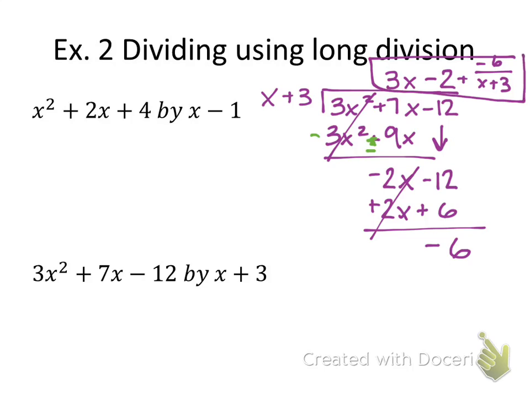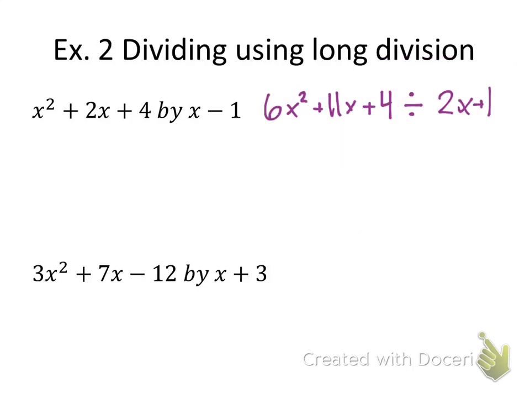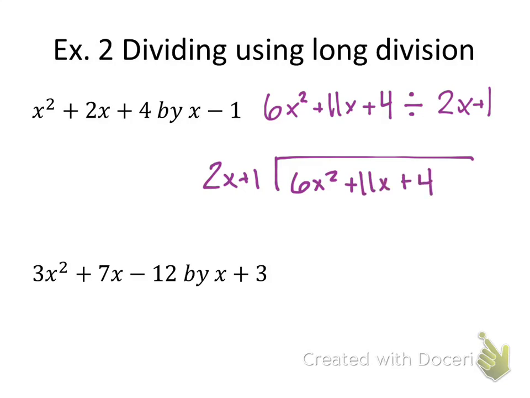Okay? All right? Now, I'm going to write one more up here that I want you guys to do. Okay? I want you guys now to do this problem. 6x squared plus 11x plus 4 divided by 2x plus 1. All right, I'm going to go ahead and begin and solve this problem. So we have 2x plus 1, which needs to be on the outside, divided by 6x squared plus 11x plus 4. All right? What am I going to do, Jake, to make 2x 6x squared?